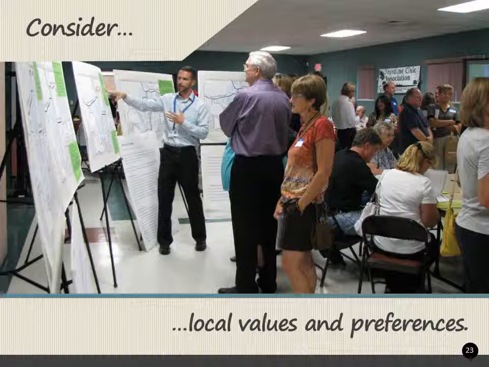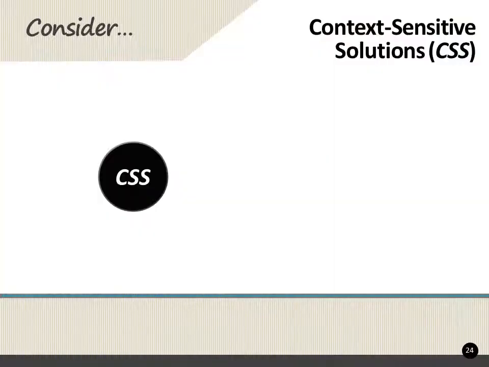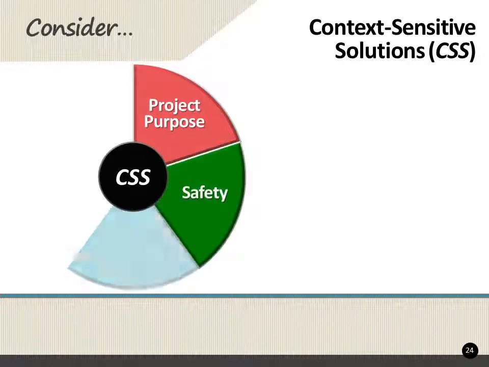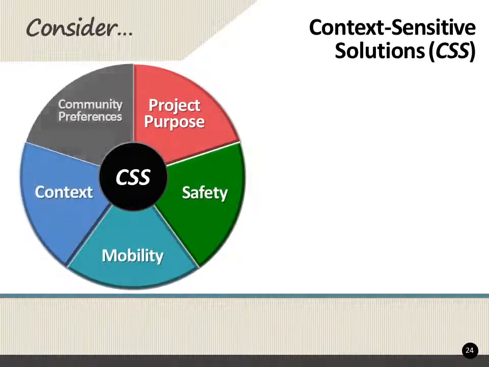How project effects and their solutions are characterized in a given context should involve people who live, work, govern, and otherwise interact in that environment. Engaging affected communities in problem solving brings multiple frames of reference into the process to expose issues and opportunities, which can lead to more context-sensitive solutions. To the greatest extent feasible, projects should be planned, designed, constructed, and maintained to be context-sensitive. Context-sensitive solutions take into account the project purpose, including safety and mobility needs, the context, and community preferences to seek balance between the project objectives and local values and priorities.